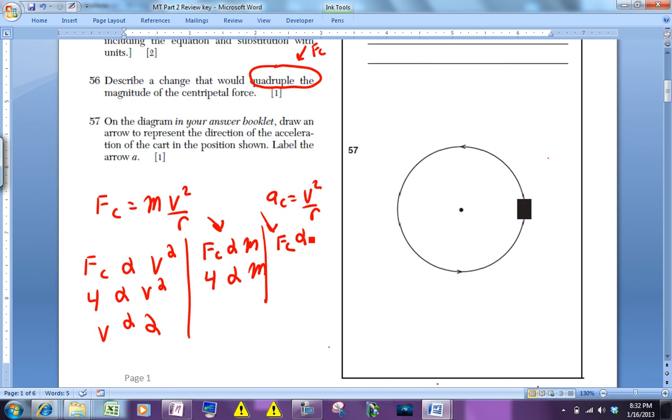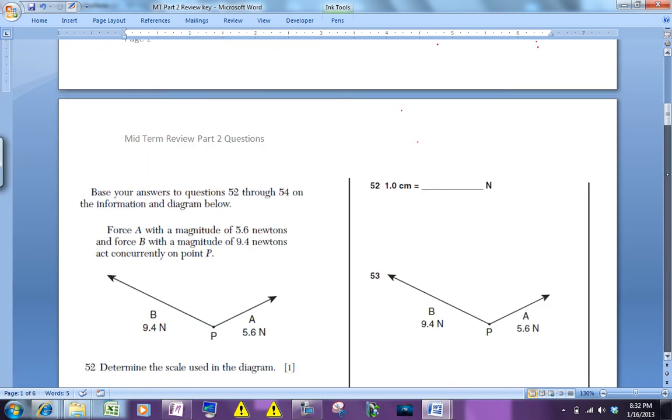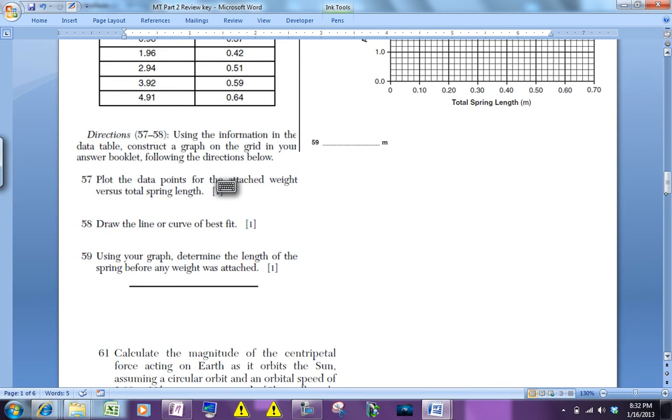In this case, what we're going to assume is that the m and the v don't change, so we'll treat them like they're 1. You get Fc is proportional to 1 over r. So if Fc is 4, then 1 over r is 4, so r is proportional to 1 over 4. So what that means is we can get the desired quadrupling of the force by doing one of 3 things.